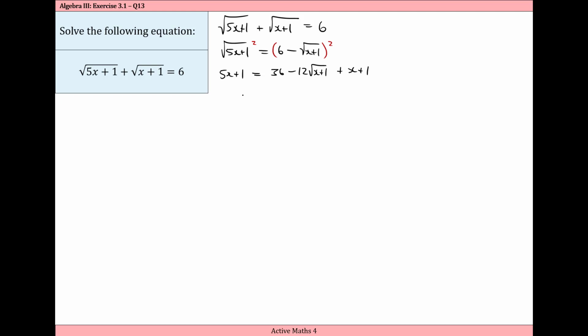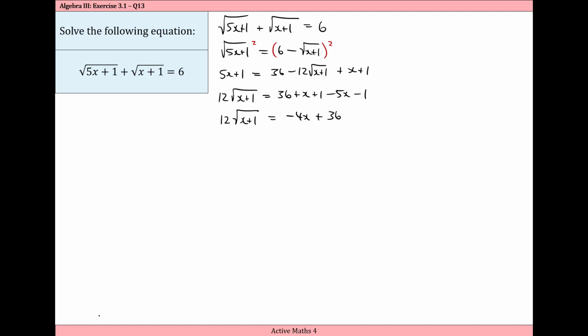I'm going to collect the surd term on the left, so I'm going to add a 12 root x plus 1 to both sides, and then I'm going to collect all the other terms on the right hand side. So I have 36 plus x plus 1, and then I'm going to subtract a 5x from both sides, and I'm going to subtract a 1 from both sides. This gives me that 12 root x plus 1 is equal to x minus 5x is minus 4x, and then 36 plus 1 minus 1 is just 36.